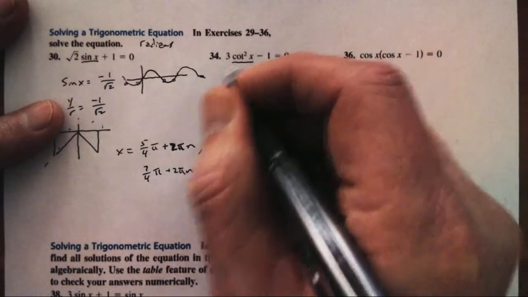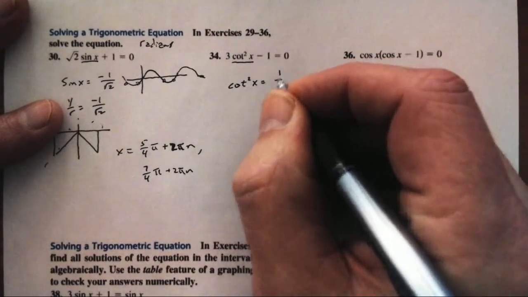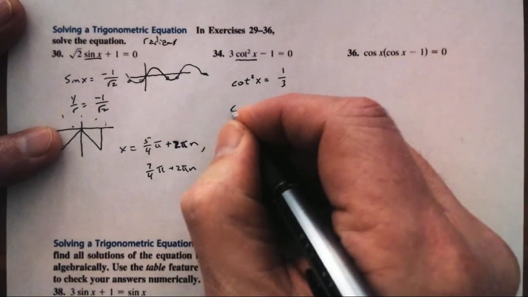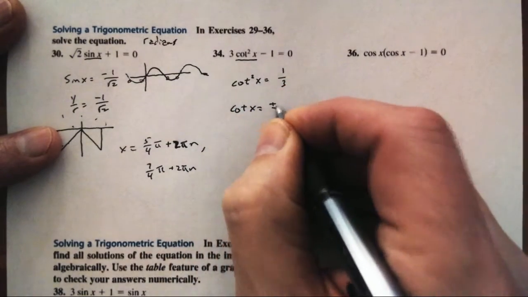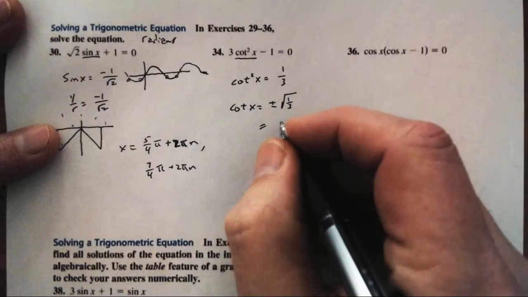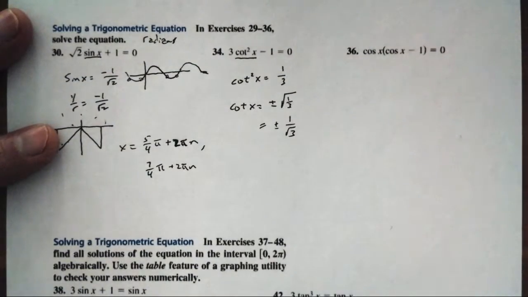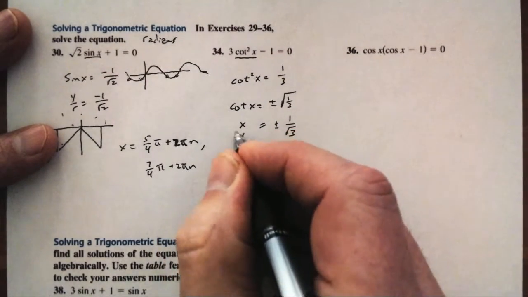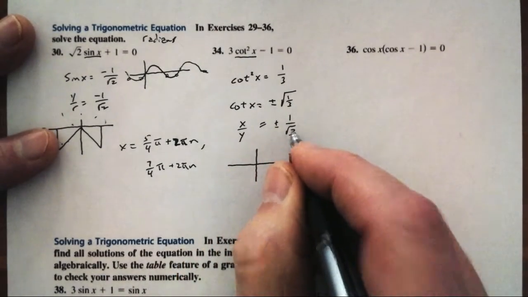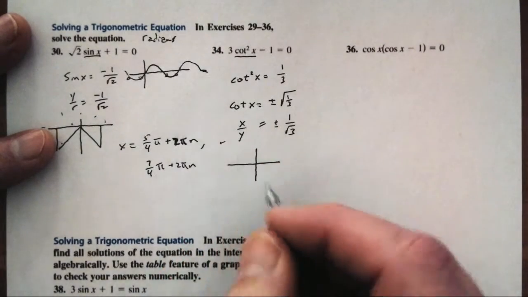We're going to solve for cotangent squared. Cotangent squared of x equals, we're going to add 1, divide 3. Then to get rid of a squared, carefully we go cotangent of x equals plus or minus square root of 1/3, which is plus or minus 1 on square root of 3. And cotangent is x to y. Okay, that's a 1, square root of 3, 2 right triangle. It's tall, and it's where tangent and cotangent are negative, second and fourth.